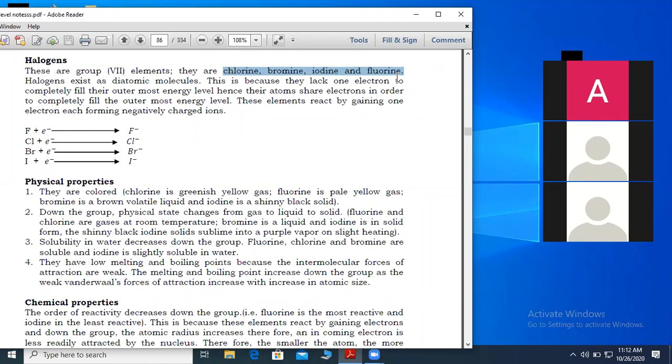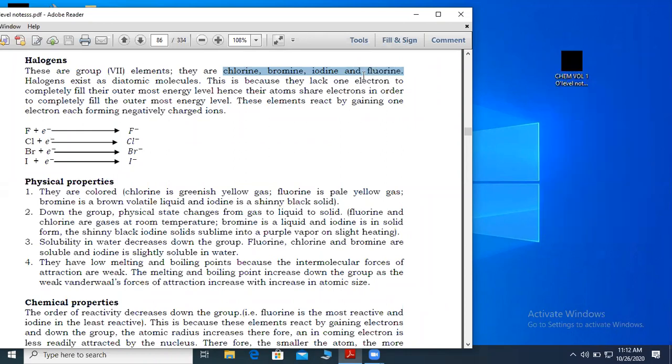Chlorine, bromine, iodine, and fluorine. These are halogens, group 7 elements. So my first question was, state which one of the elements exists as a solid at room temperature.